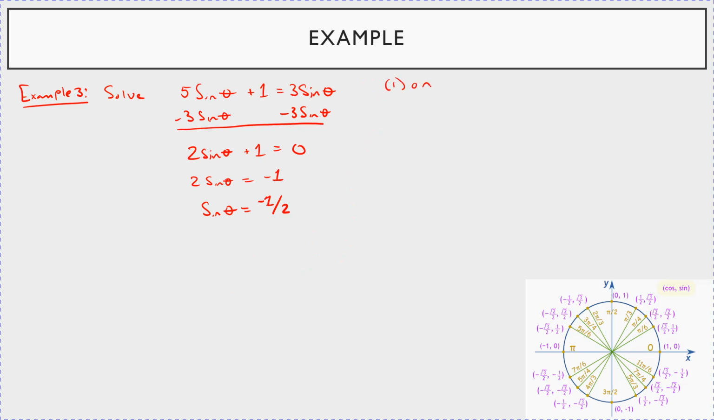All right, so let's do it on 0 to 2 pi. All we did was isolate the trig function by itself. So when does sine, the second value, equal -1/2? It looks like right here. That's 7 pi over 6. And then the other time, right here, 11 pi over 6.